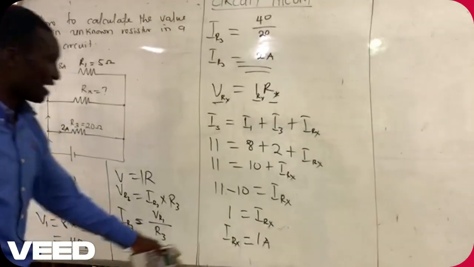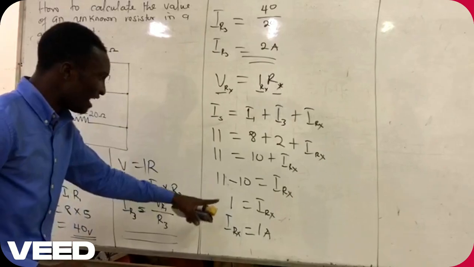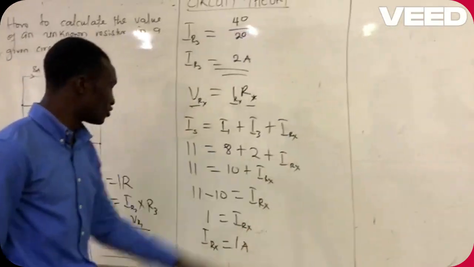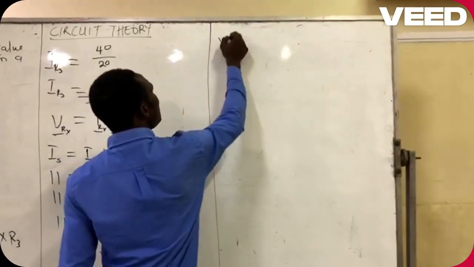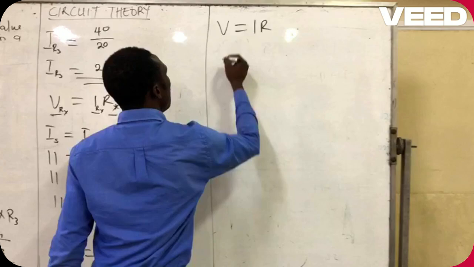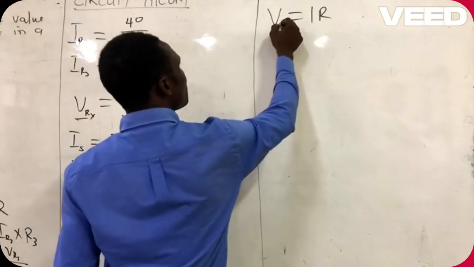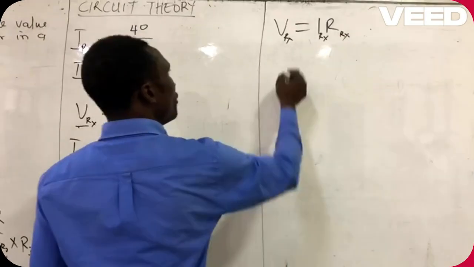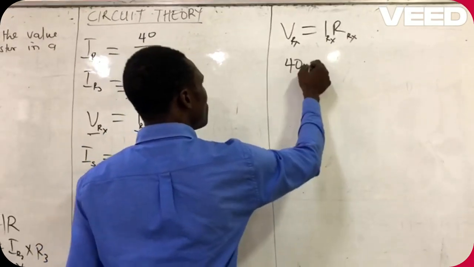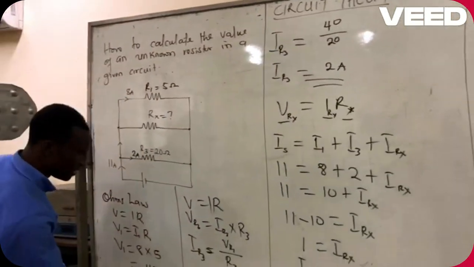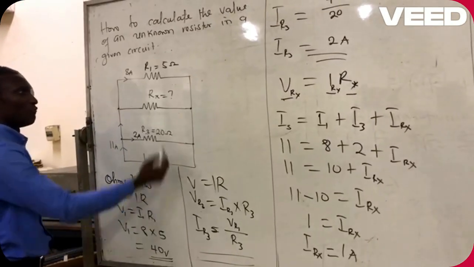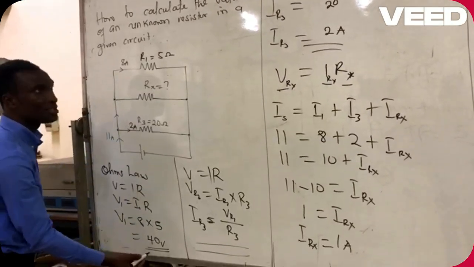Now we have the current across the resistor. We can now look for the value of that resistor. So we go to the second side. We know V is equal to IR. We know the voltage, so V across Rx. The voltage is 40 volts, from the point we calculated, because the voltage across is the same. So the voltage here is 40 volts.